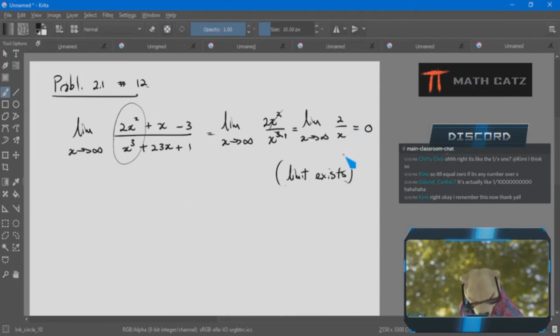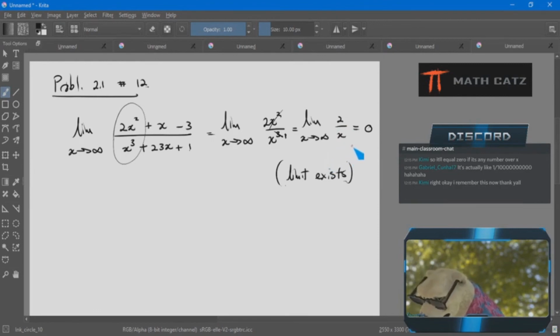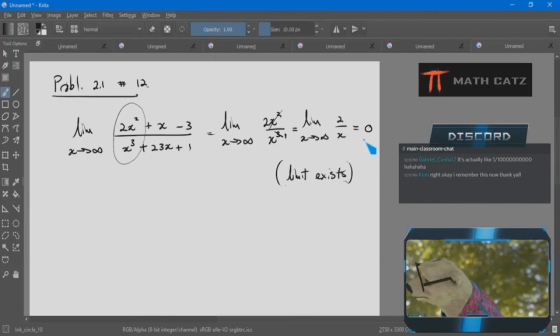Wait, why is 2 over x equal to 0? It is not equal to 0. The behavior is 0. The behavior of 2 over x as x approaches infinity, that is 0. I will never say 2 over x is equal to 0. Very big distinction to make. If the denominator blows up and the numerator stays the same, we've talked about this, then the whole thing shrinks down to 0. I am not saying the function is equal to 0. Never, ever, ever.